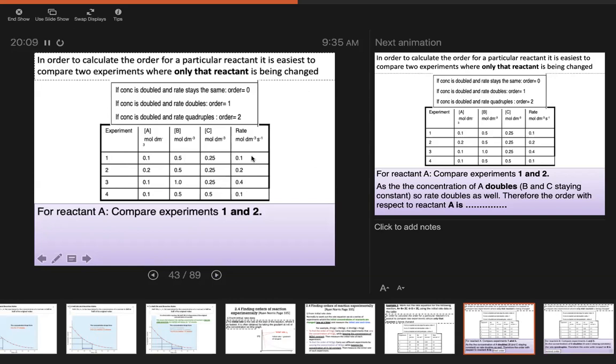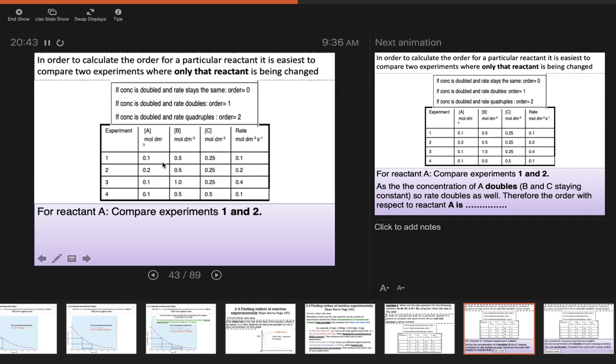You have an experiment that has a rate of 0.1. In the second experiment, they still use the same reactants but different amounts. Now, what do you notice? They change the concentration of A, correct? From 0.1 to 0.2, but they keep the concentration of B and C constant. Why? Because they want to see the effect of changing the concentration of A on the rate.